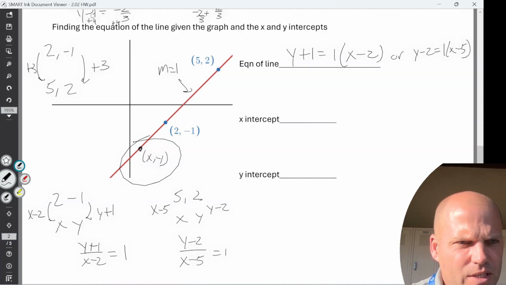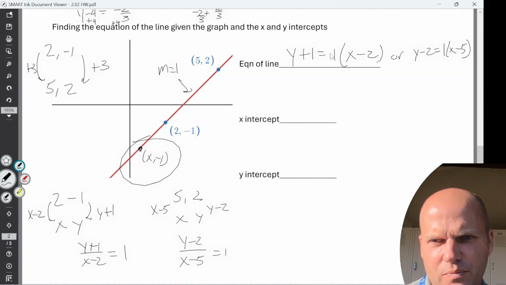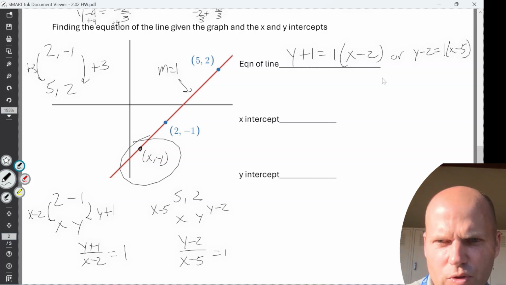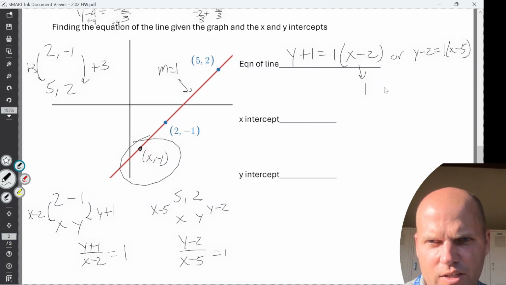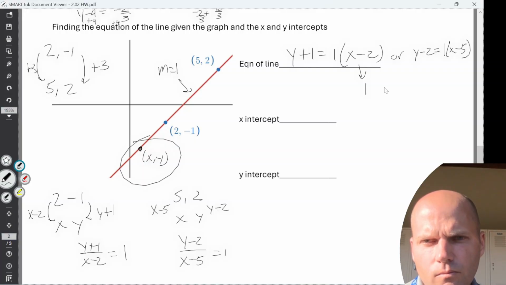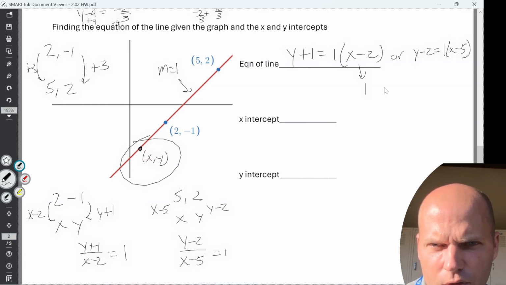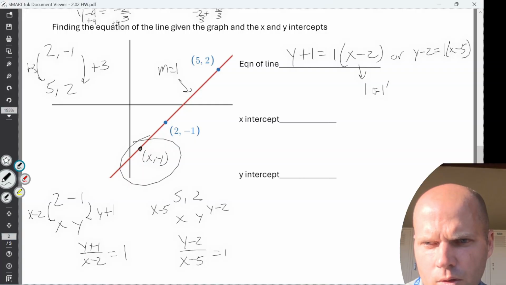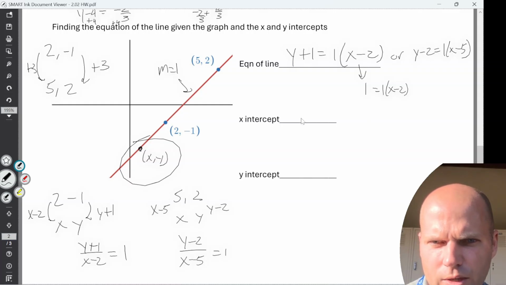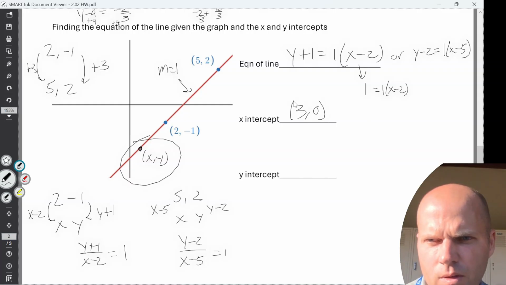So the x-intercept or the y-intercept, it doesn't matter which equation you use, you could find them. The x-intercept is when y is 0. Maybe I'll use the one equation of y plus 1 equals 1 times (x minus 2). I'll have 0 plus 1 equals 1 times (x minus 2). This is easy enough to just distribute the 1, add the 2, and I get x equals 3.